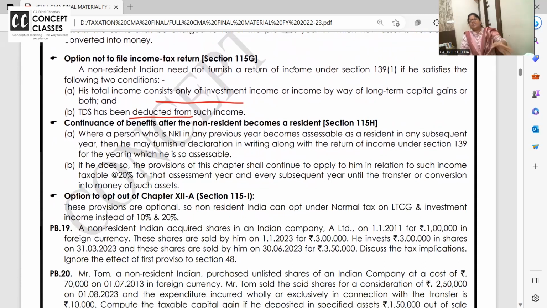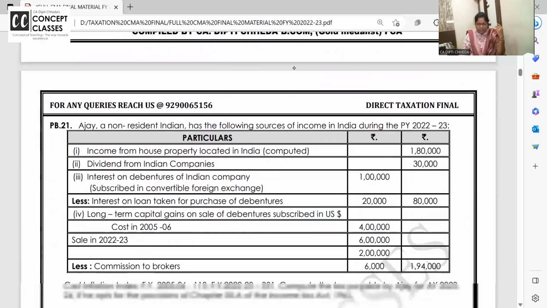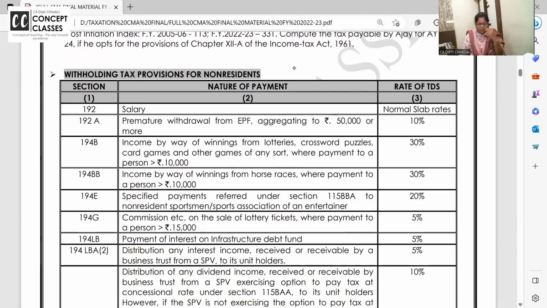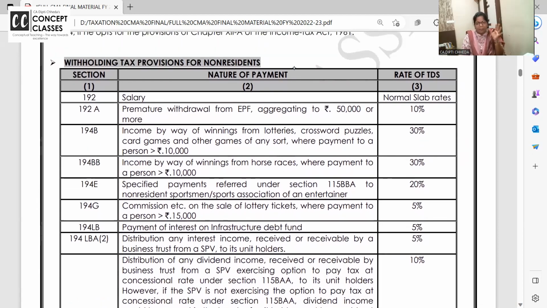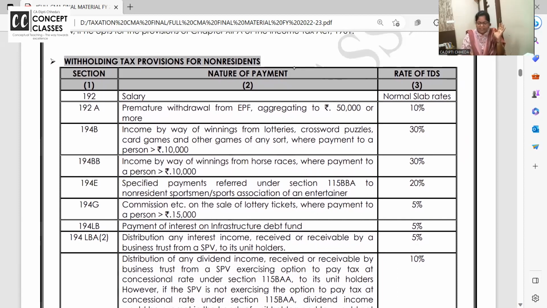Acha, once a non-resident becomes resident, can he still continue with this tax for these categories? Yes. So related to that, we have solved all problems. Okay, now this table I want you all to remember. How will we remember it, ma'am?